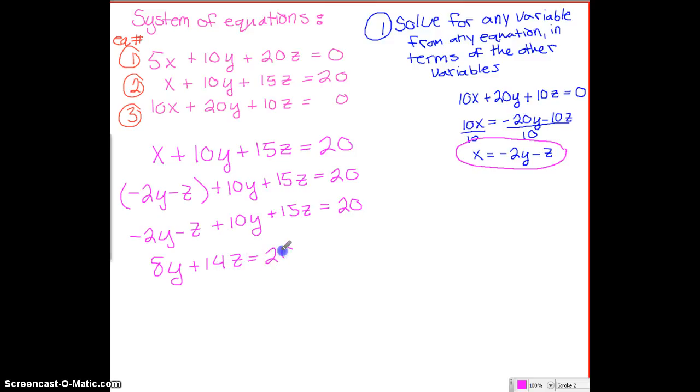Now in order to solve for y, I'm going to move over the z and then factor out that 8. So we're going to have y is equal to 20 minus 14z, divided all that by 8. If I put this in decimal form, I'm going to have y is equal to 2.5 minus 1.75z.